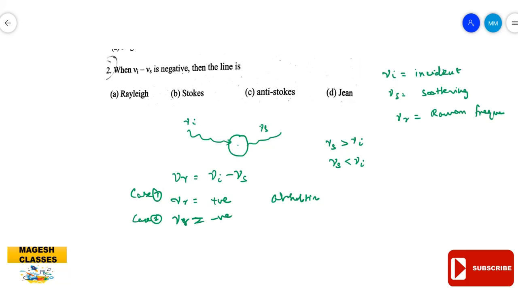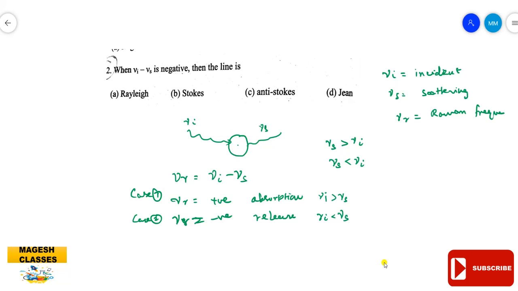So in this case, some amount of energy is released to the incident radiation. There are two cases: Raman frequency is positive or Raman frequency is negative. When mu R is positive, that means the incident radiation frequency is greater than that of the scattering. When mu R is negative, the incident frequency mu I is less than mu S.